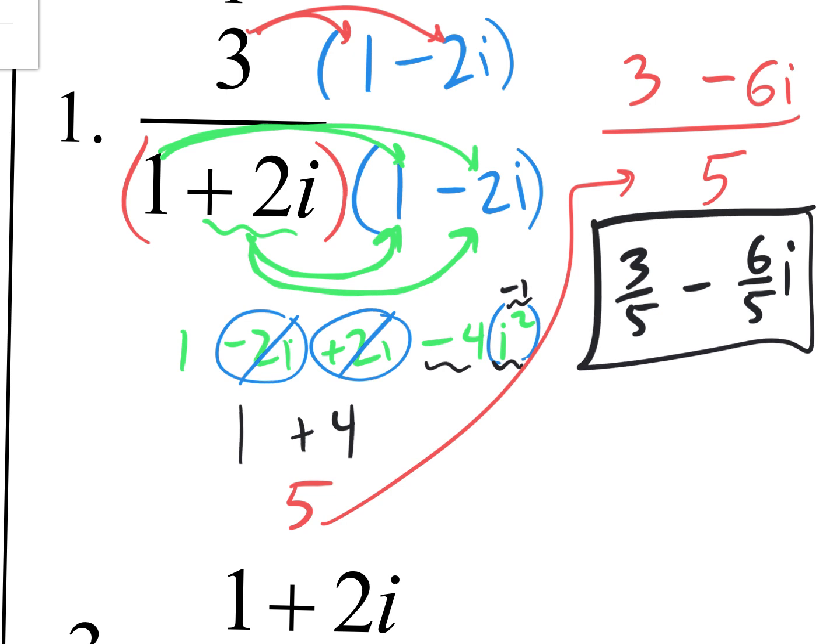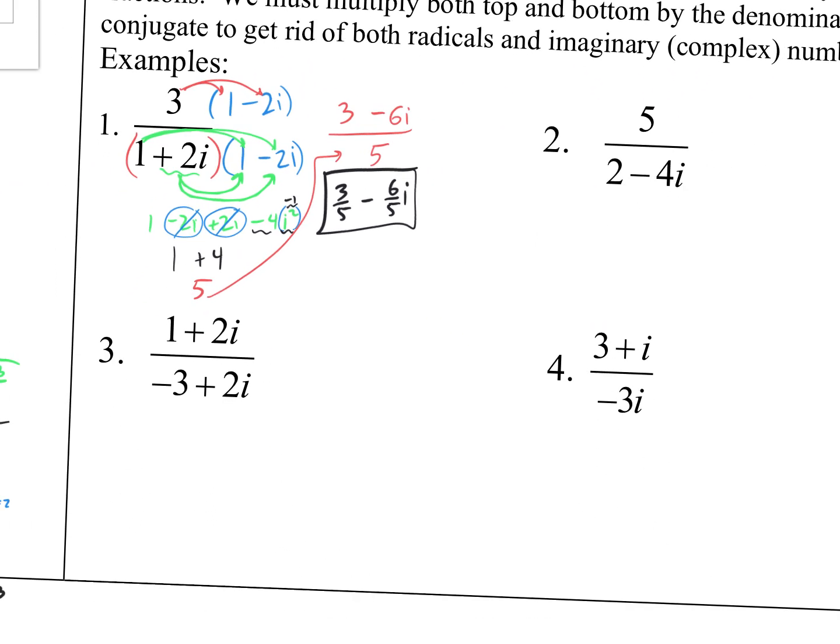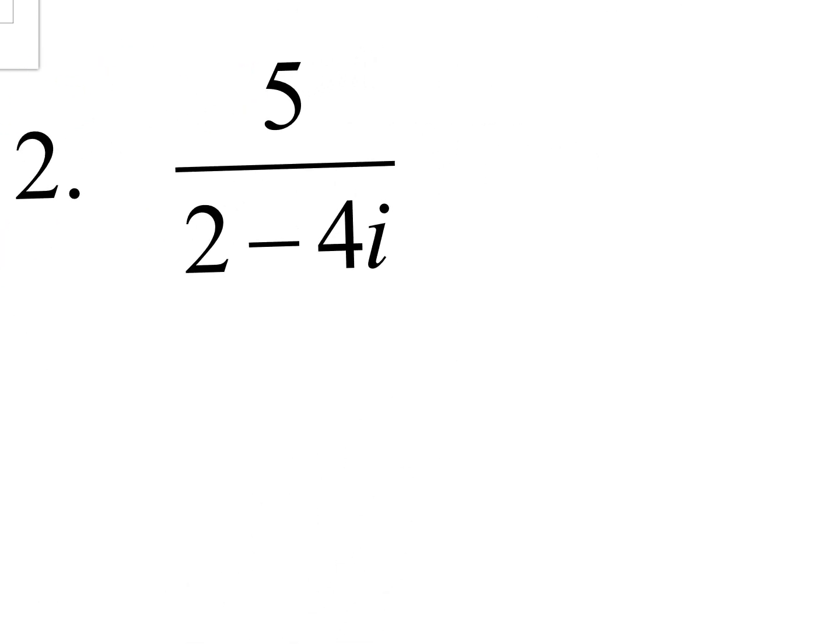And again, we do not want imaginary values in the denominator. And by the way, this is also true for square roots. You don't want to leave square roots in the denominator. So if you ever have a binomial with a square root, you multiply by its conjugate, and that'll also magically get rid of the square root term in the denominator. Let's do number 2. Okay, so we don't want that imaginary value in the denominator.